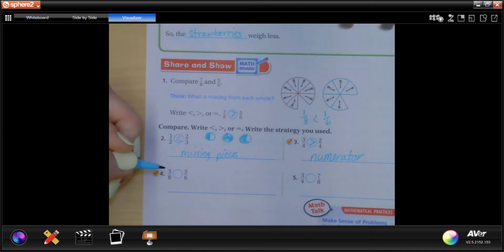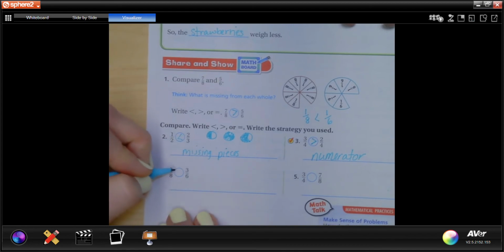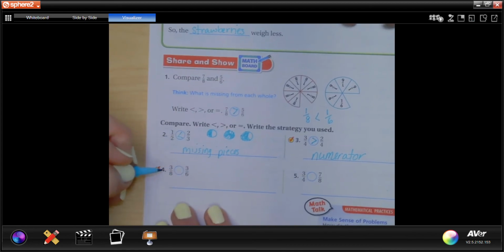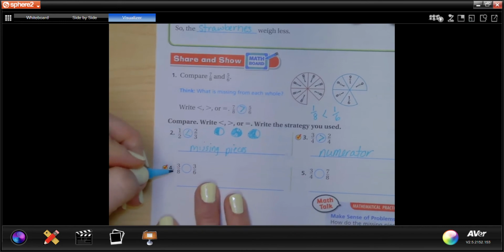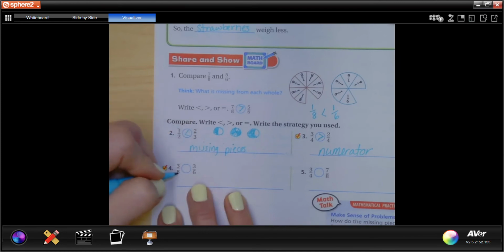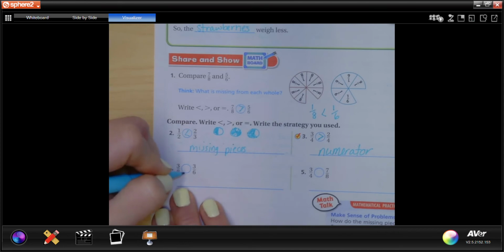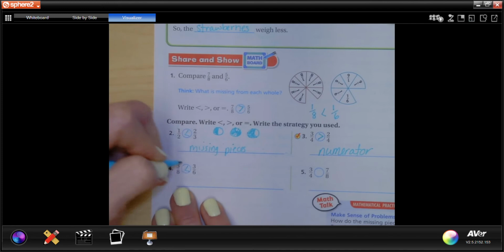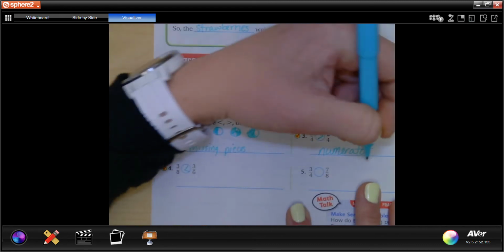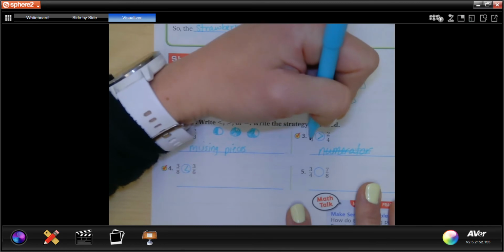All right, let's see. 3 eighths and 3 sixths for number 4. So do we have the same numerator? Yes, we do. So then we compare our denominators. Well, we know that eighths, there are more pieces than sixths, which means that will be smaller. So 3 eighths is less than 3 sixths. And we figured this out by the same, oh, I was wrong on this. I apologize, everyone. Number 3, we compared denominators, not numerators.